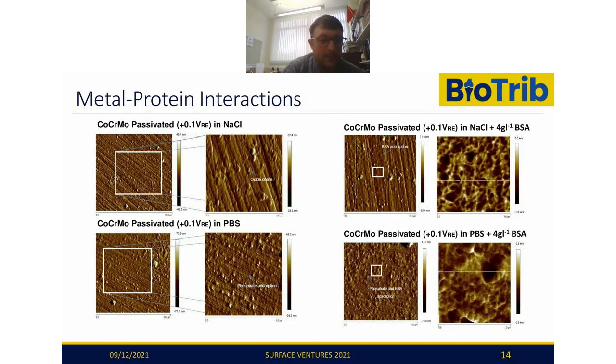And again, with the AFM, we can really confirm that. So we can see that in sodium chloride, we get these domed oxide formations as a result of repassivation. And then with the presence of phosphates, we get these fluffy films. And then again, we can see with the PBS and the NaCl in the presence of proteins, that we get these globular films formed in the presence of these fluffier phosphate film layers. So it really complements what we were seeing before.